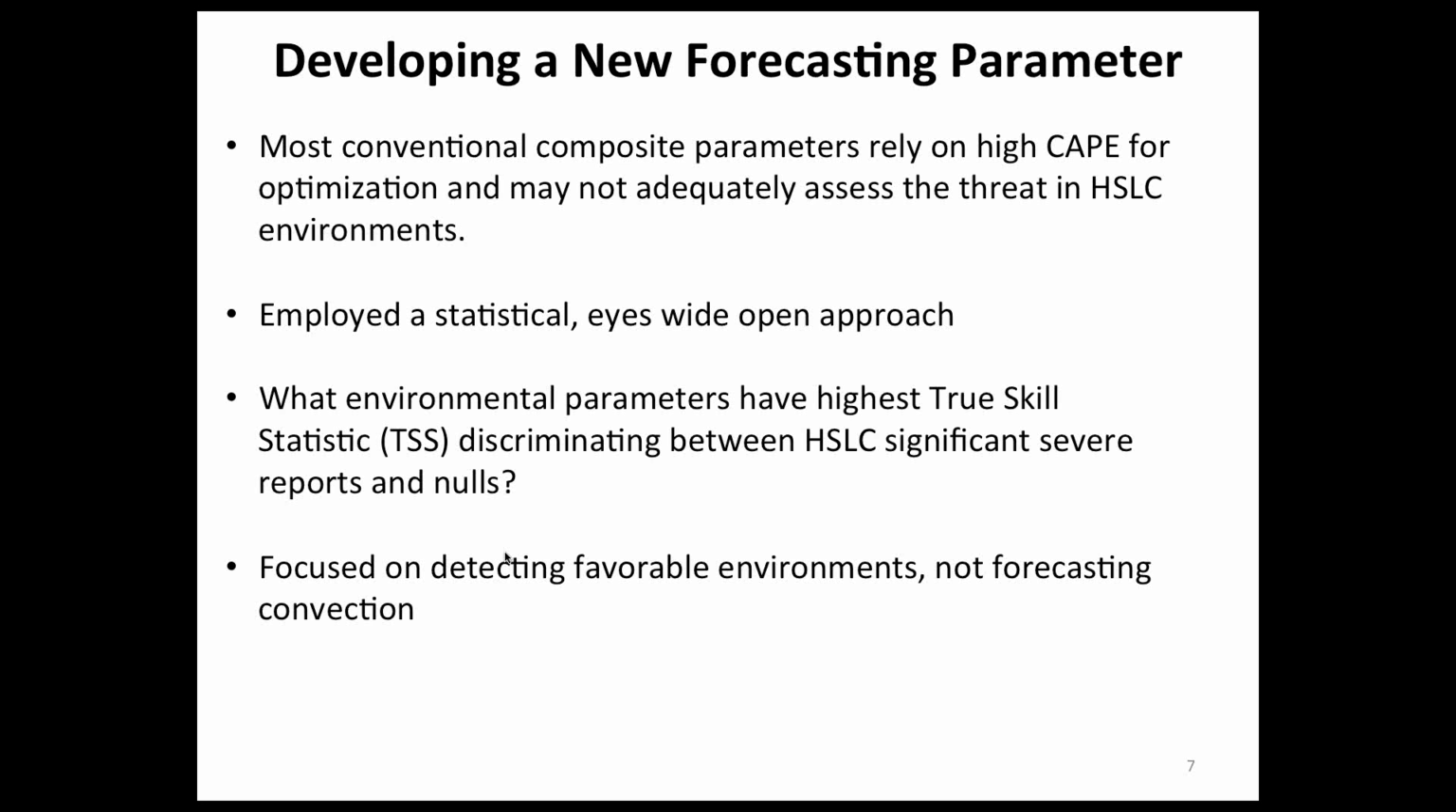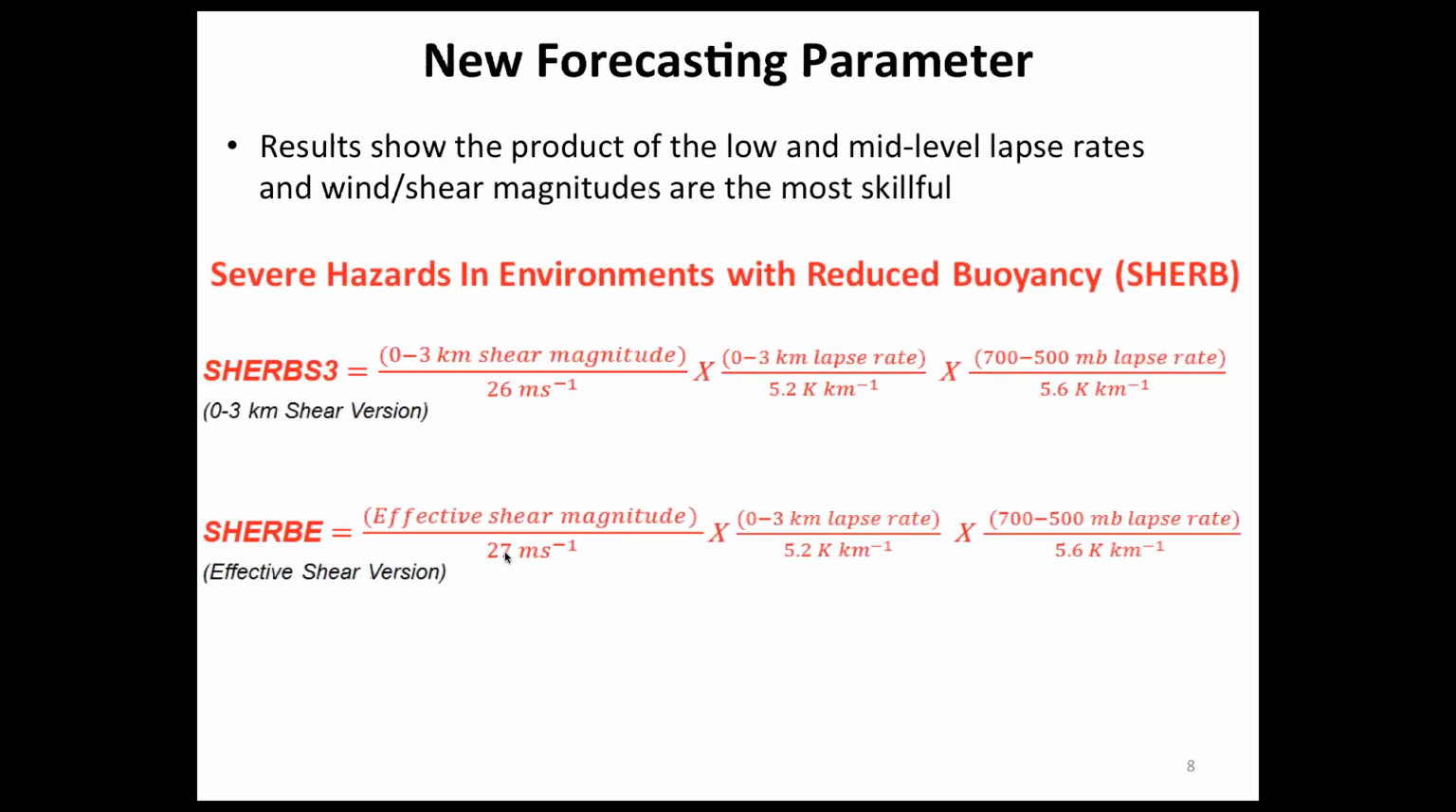But ultimately what we did is we combined the three conditionally most skillful parameters into a product designed to reduce false alarms while still optimizing the probability of detection of significant severe reports. And our new forecast parameter, the SHIP-style shear parameter, has a familiar formula. It's a product of instability and shear parameters, which many composite parameters are made up of. But instead of CAPE, it uses lapse rates, both the low-level and mid-level lapse rates here.